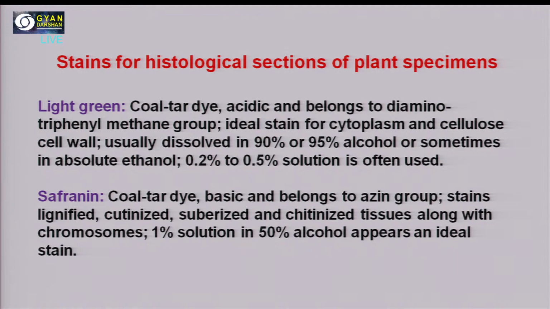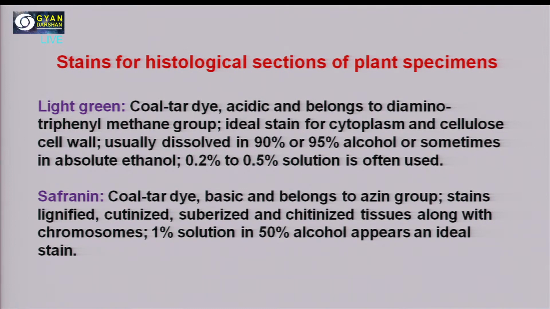Light green is a coal tar dye, acidic, and belongs to the diamino triphenyl methane group. This is an ideal stain for cytoplasm and cellulose cell wall, that means mostly the parenchymatous tissues. These are visualized by staining with light green. You prepare light green by dissolving it in 90 to 95% alcohol. It may be 90% or 95%, or sometimes absolute alcohol. Normally we use a 0.2 to 0.5% solution.